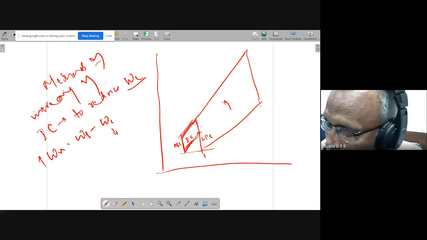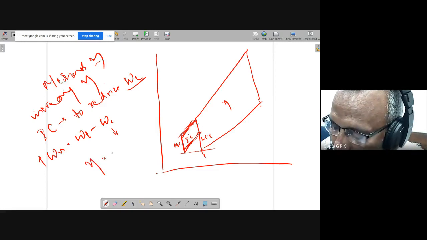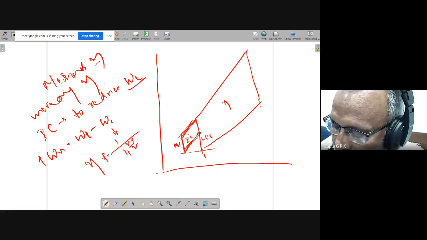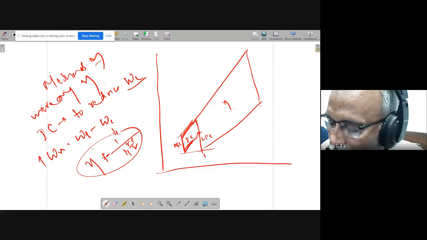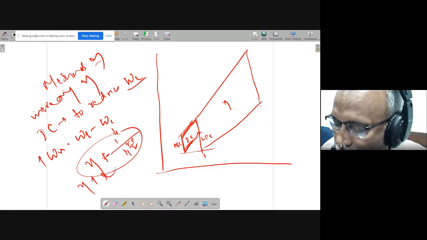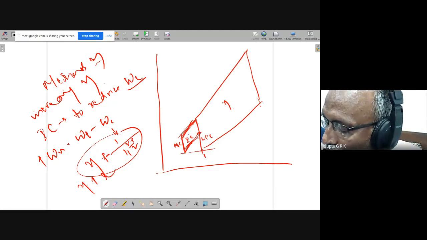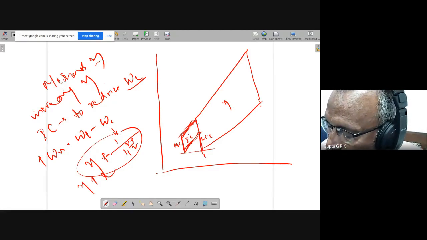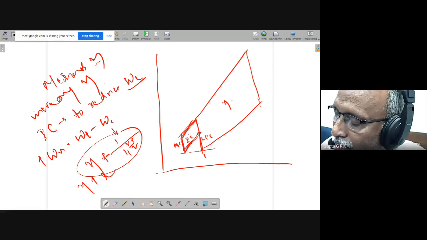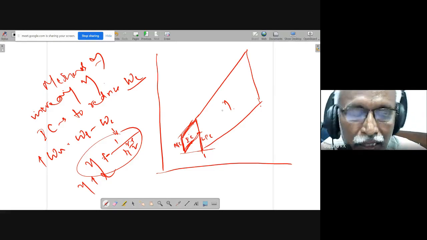So if you see here, we know that eta, if you remember, is equal to 1 minus 1 by r to the power of gamma minus 1 by gamma. Okay, so this is the expression for efficiency. So eta increases with r. Okay, so here I have a large r, here there is a small r. So the efficiency of the added cycle is less. So I am adding a cycle which has less efficiency, and so the overall efficiency decreases.